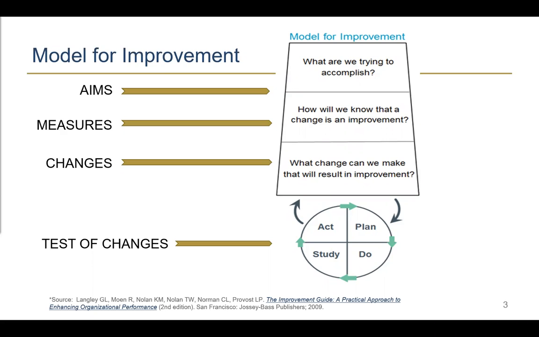What are we trying to accomplish? What are we aiming for? How will we know a change is an improvement? Data is information, and data is fundamental to improvement and is especially helpful in answering this question. What can we change that will result in improvement? This helps to determine the changes you will test.